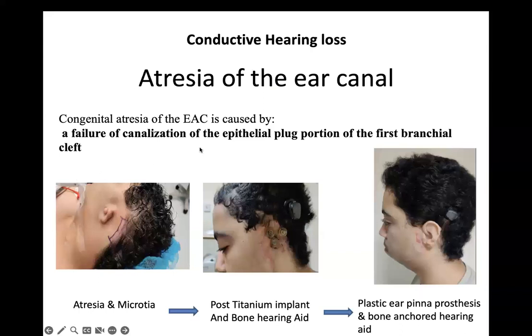This is atresia of the ear. You can see he does not even have an outer ear canal, or external auditory canal. So what they can do is implant a bone hearing aid, so that he can hear through bone conduction. Okay, and they put a plastic ear pinna just for cosmetic purposes as well.